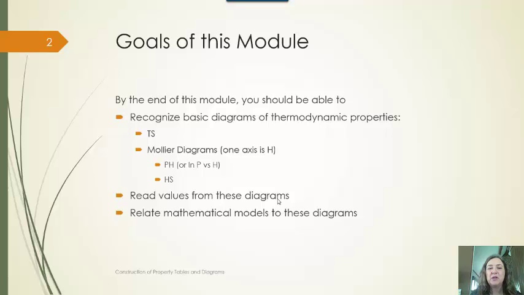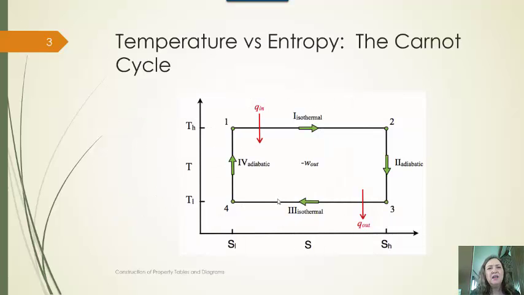The two that are most common that we'll be considering for pure substances are pressure versus enthalpy and enthalpy versus entropy. We're going to be looking at both how people would read values from these diagrams and then also relating mathematical models to these diagrams. So let's start by looking at the temperature versus entropy diagram.